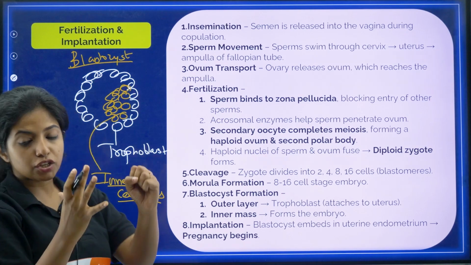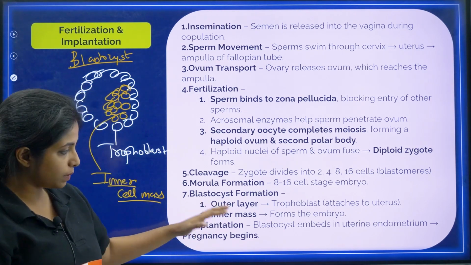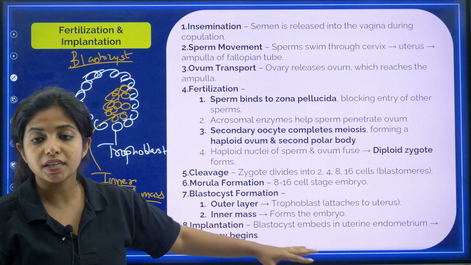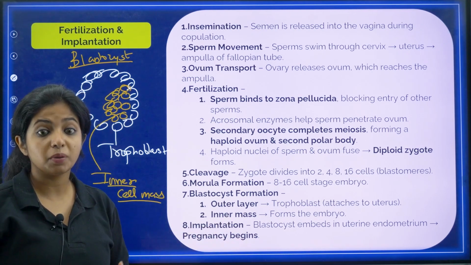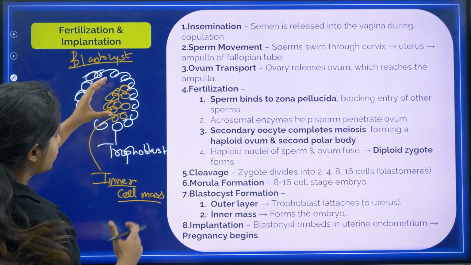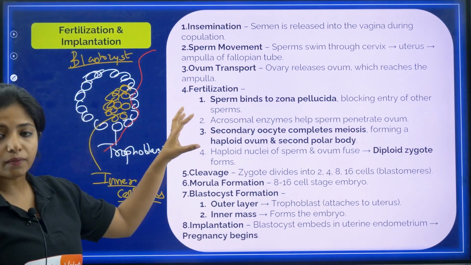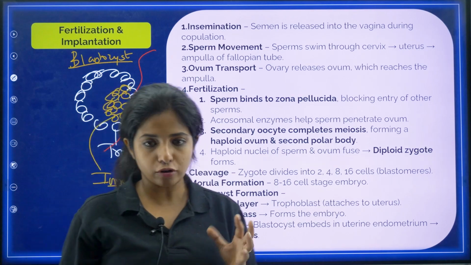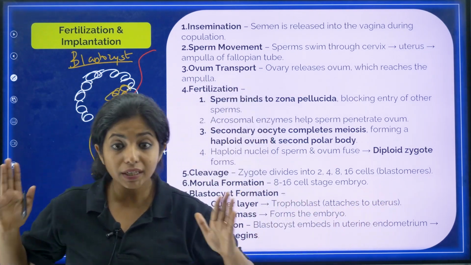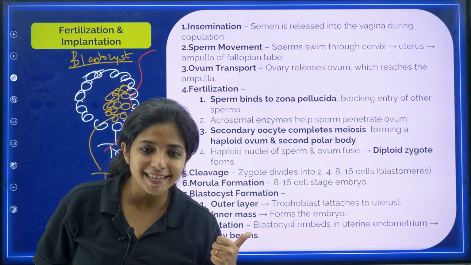At this stage, it is going to embed into the endometrium. Implantation is basically this only. The blastocyst embeds into the uterine endometrium, and that's when the pregnancy begins. Now, I'll tell you one very important thing. This is where it gets embedded. The endometrium will be providing nourishment for the embryo for sure, but that's not enough. You need a placenta. And who is going to form that? Both the mother as well as the embryo.